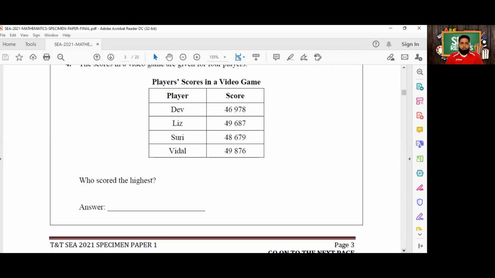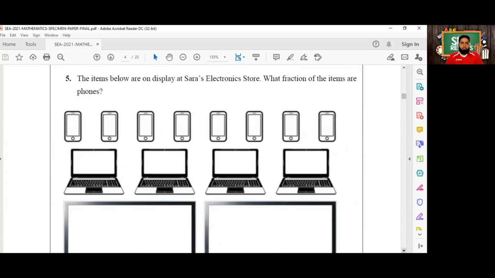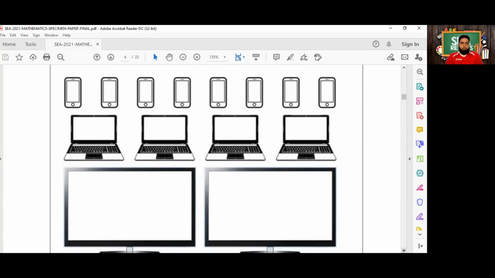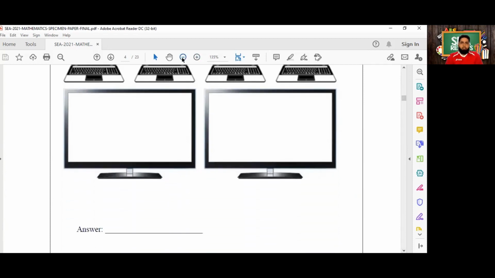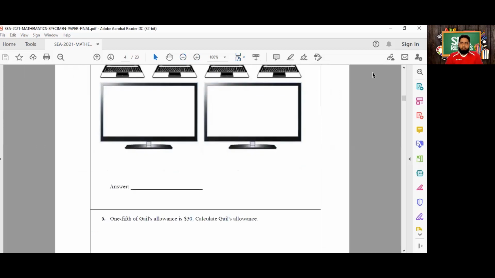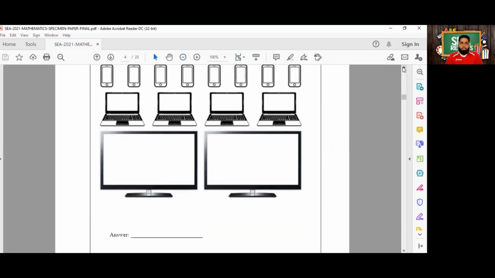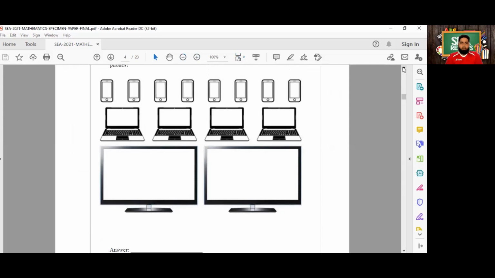Now we'll move on to the next question. The items below are on display at Sarah's electronics store. What fraction of these items are phones? We have to express this as a fraction, and to do so we have to figure out how many items there are in total, and that is going to give me the denominator.